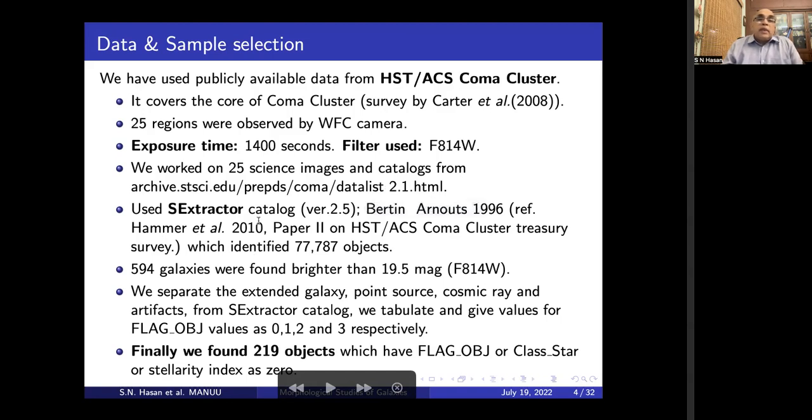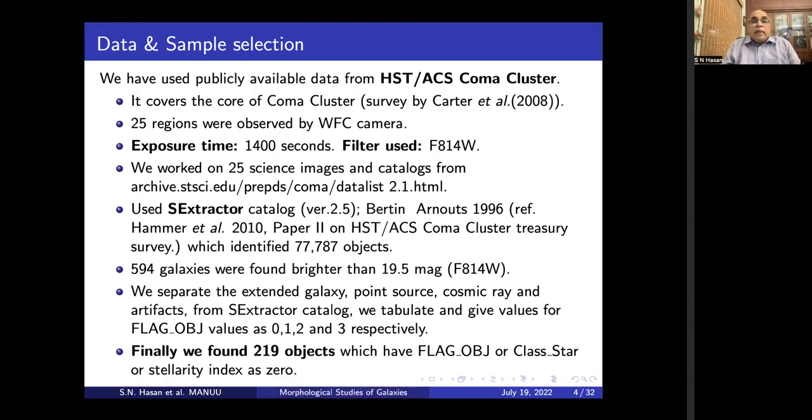We used the Source Extractor catalog and identified 77,787 objects. 594 galaxies were found brighter than 19.5 magnitude in the F814W filter.